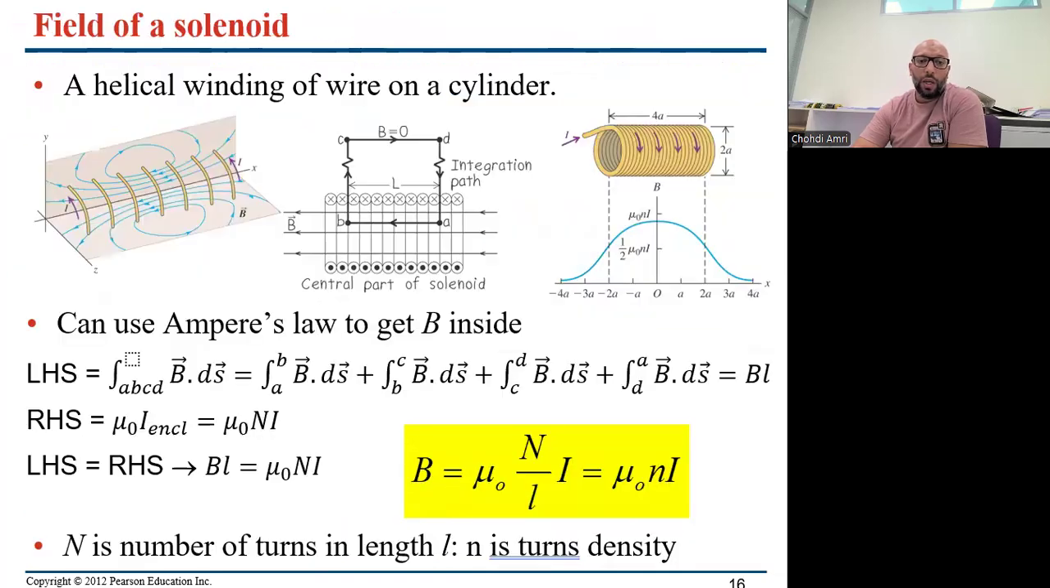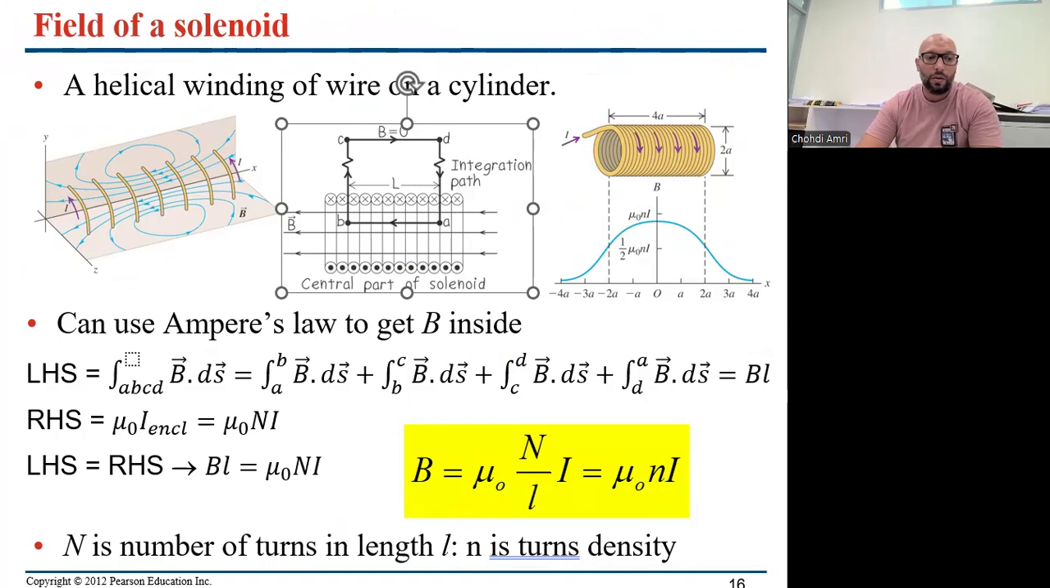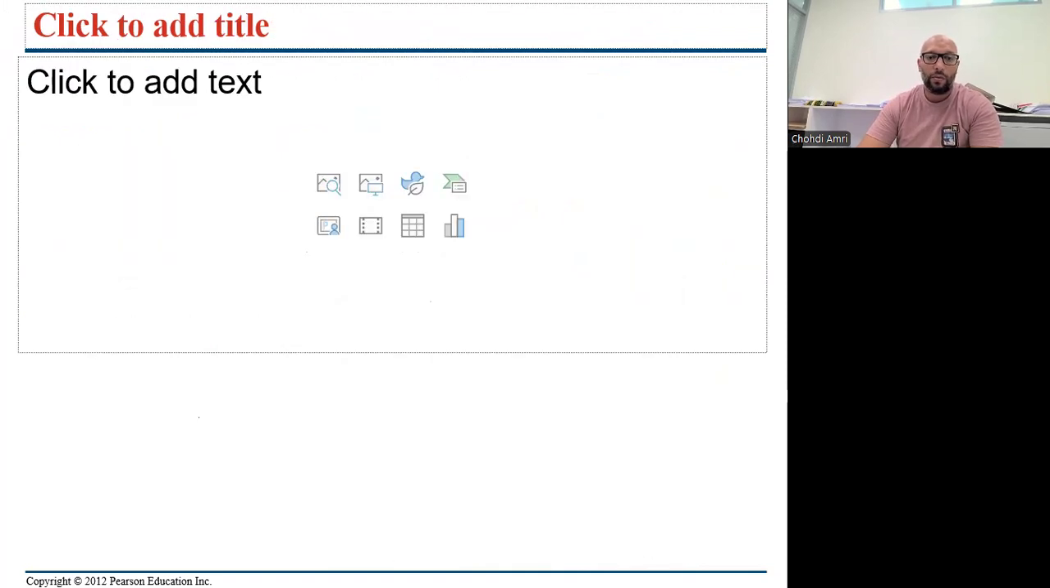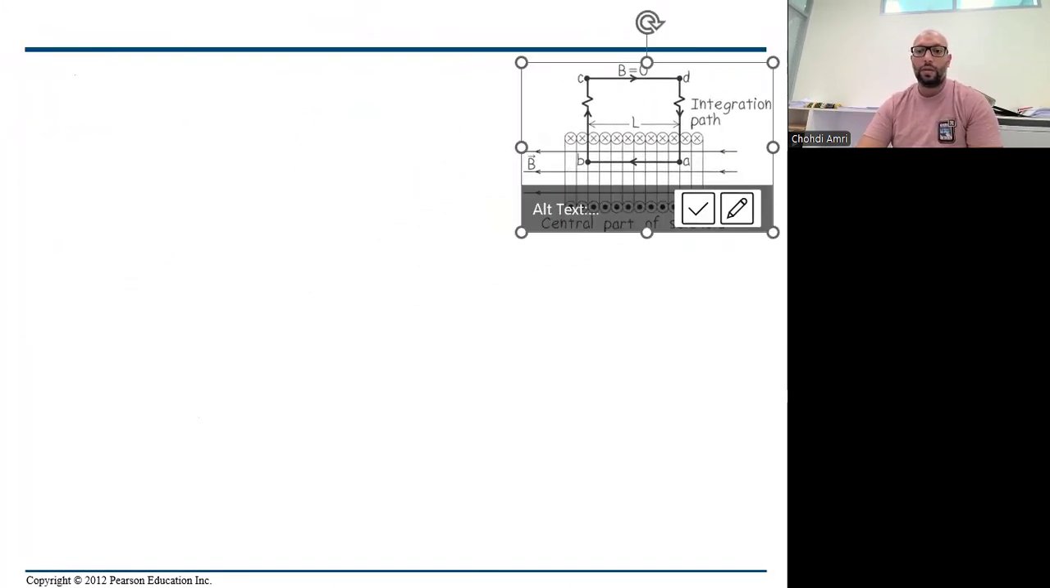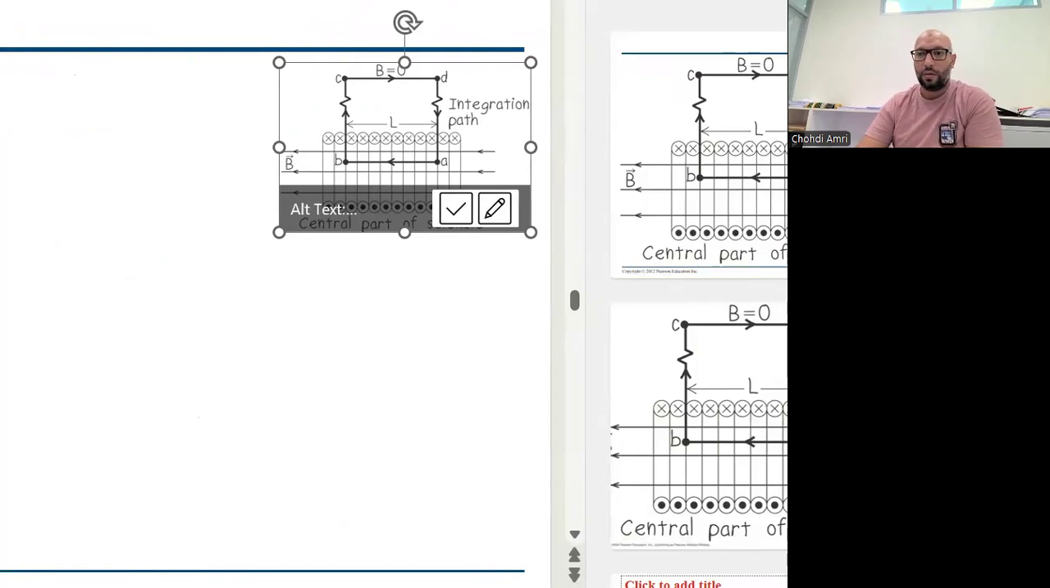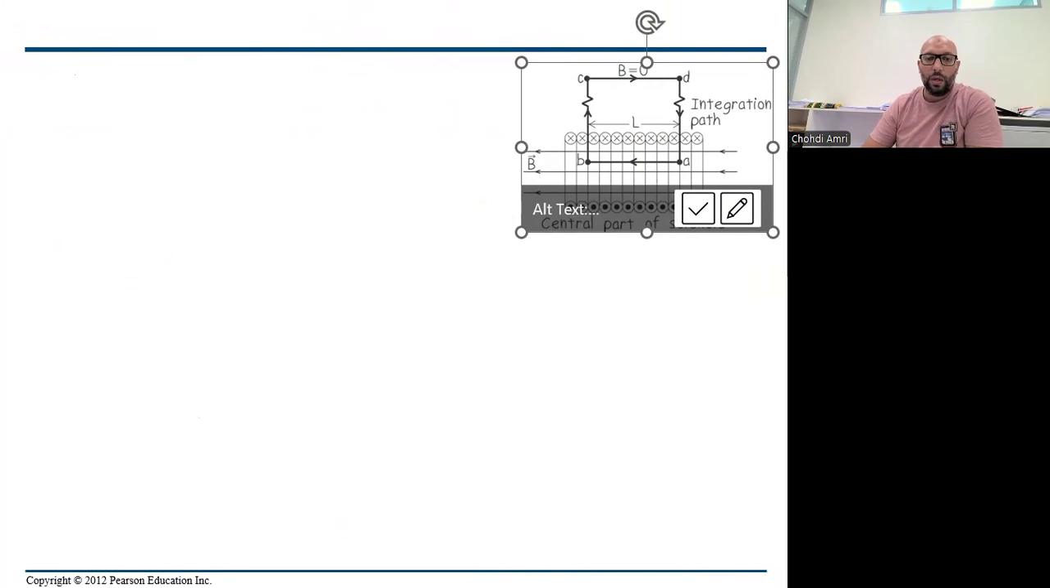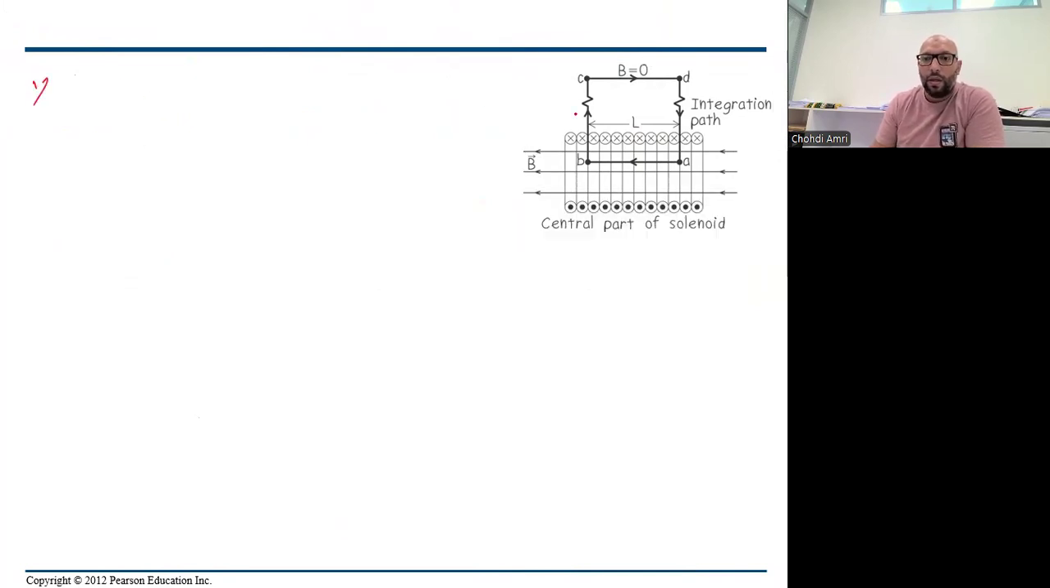But if we want to calculate the magnetic field due to the solenoid using Ampere's law, we can do the following. Okay, step number one: the symmetric path. In our case, the symmetric path is going to be the rectangle with length L and width W. So that is the symmetric path for the solenoid.